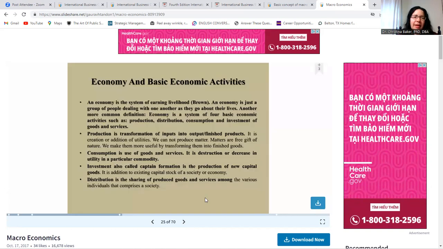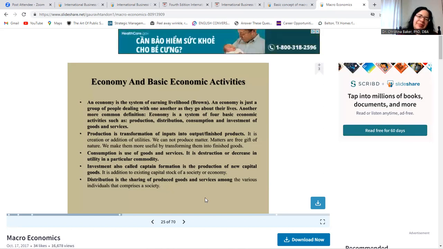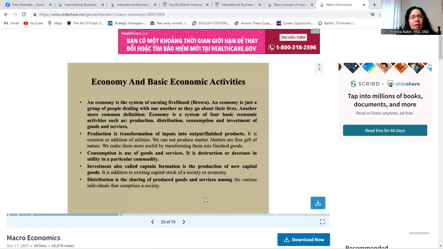Economy and basic economic activities. An economy is a system of earning livelihood. An economy is just a group of people dealing with one another as they go about their lives. Another more common definition: an economy is a system of four basic economic activities, such as production, distribution, consumption, and investment of goods and services. Production is the transformation of inputs into output, finished products.